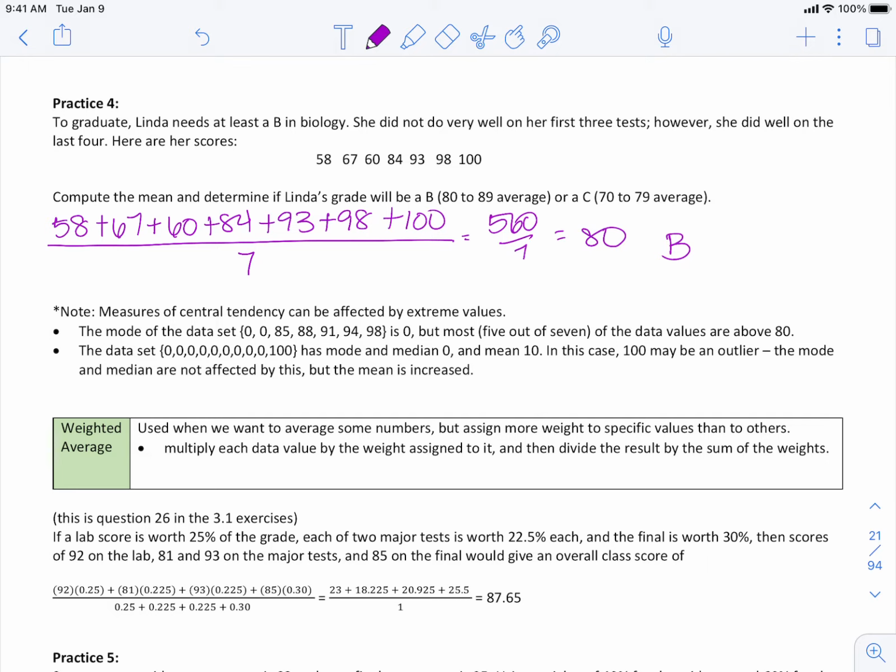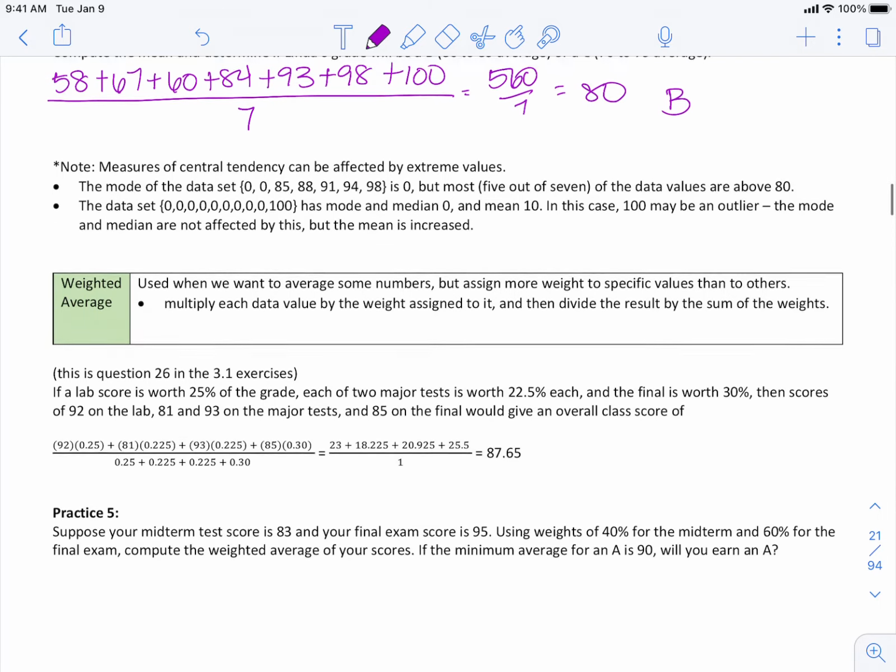The data set 0, 0, 0, 0, 0, 0, 0, 0, 0, 100 has a mode of 0, a median of 0, and a mean of 10. In this case, 100 may be an outlier. The mode and median are not affected by this, but the mean is increased.